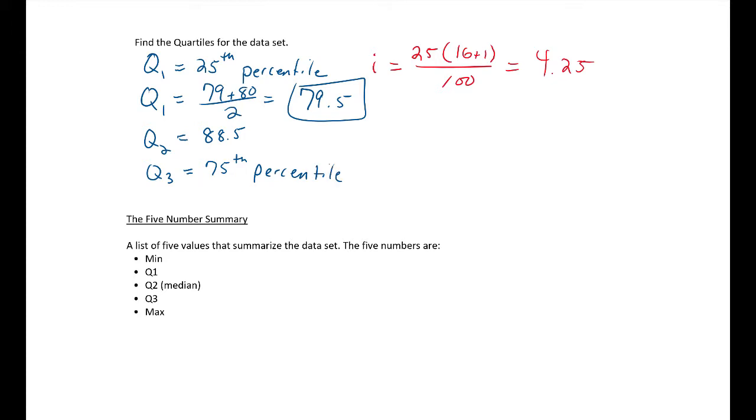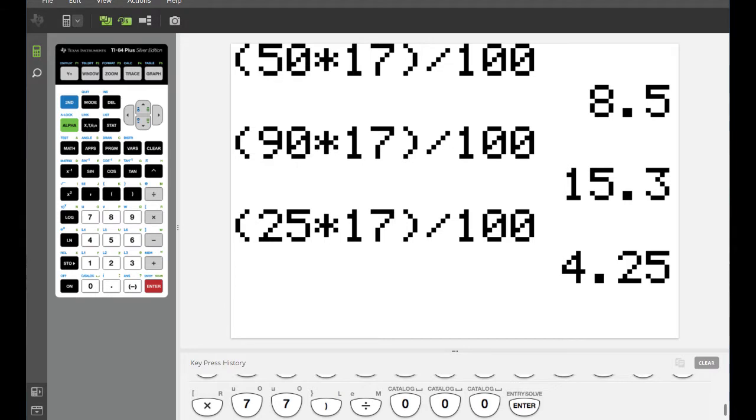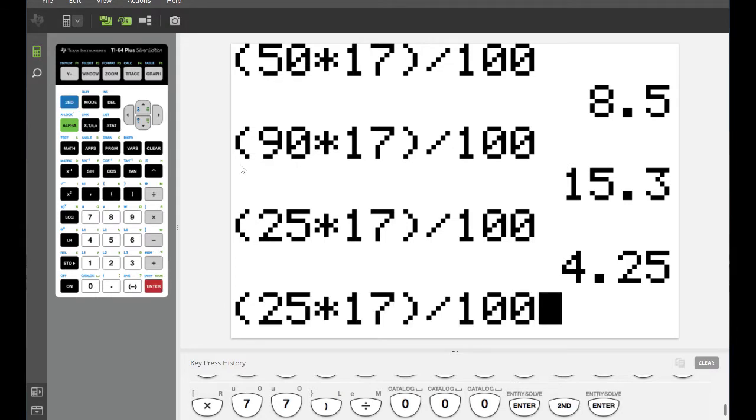And then lastly, the third quartile, which is the 75th percentile, can be found by using the formula I equals, this time 75 times 16 plus 1, because it's the same data set, we have 16 data values, divided by 100. In this case, we get, let's see here. I'm going to be a little lazy here. I'm going to just recall what we just did, just change the 25 to 75.